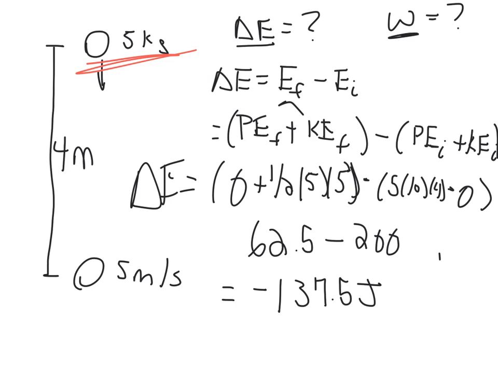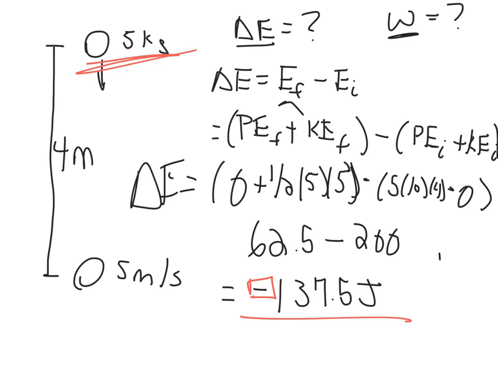This negative means that I lost energy from top to bottom. I started out with more energy than I ended with. That makes sense because the problem set up that I lost energy due to air resistance. Whenever we have something sort of pulling back on our object, we are losing energy. So the fact that this negative here is present makes sense. And we have it as 137.5 joules as our answer there.